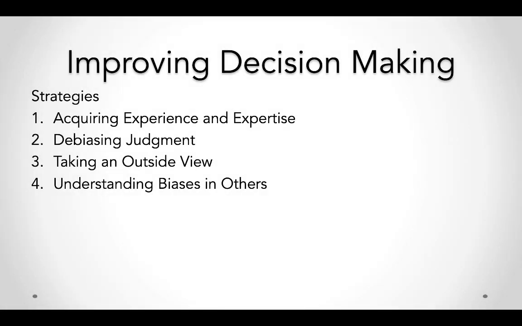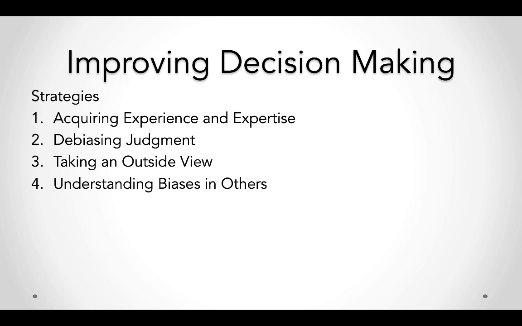Let's talk about how we improve decision making. What are the steps that we can take to improve our decision making? There are a few strategies that we need to discuss. One is acquiring experience and expertise, right? After you've done a few things many times, you're getting better at them, and you can avoid traps and so on. Judgment: try to debias judgment so you know where the biases are.